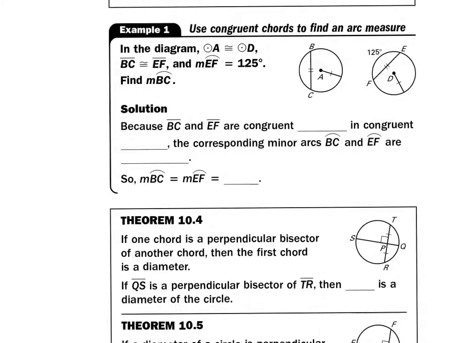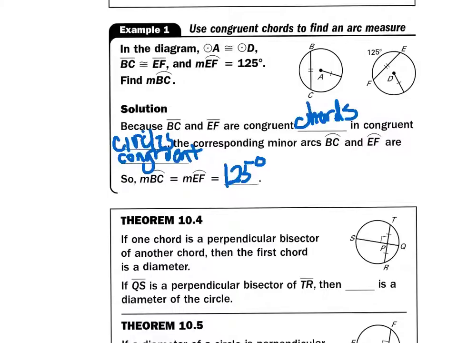Because BC and EF are congruent chords in congruent circles, the corresponding minor arcs, BC and EF, are also congruent. So, the measure of arc BC equals the measure of arc EF, and they're both 125 degrees.